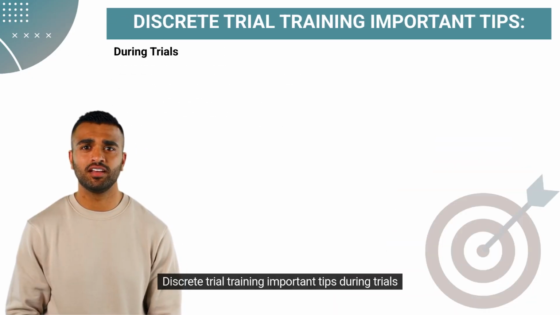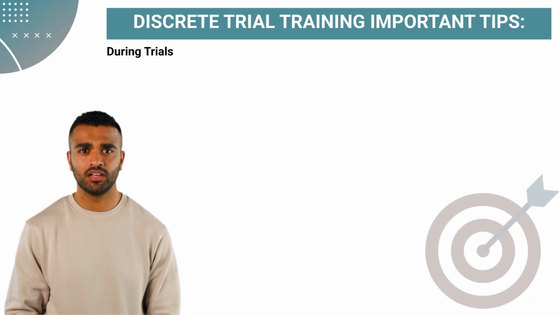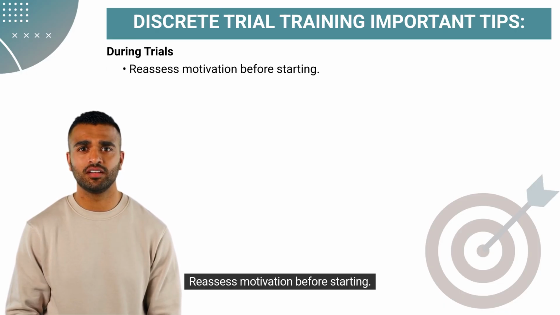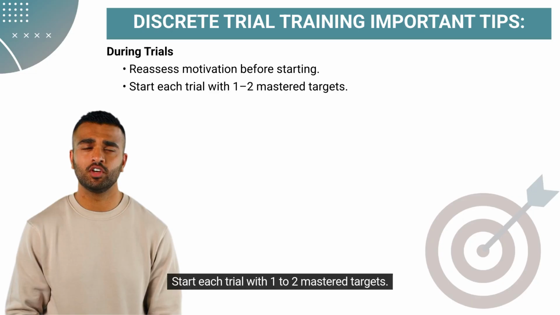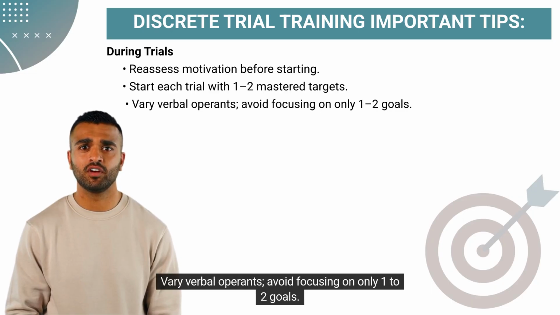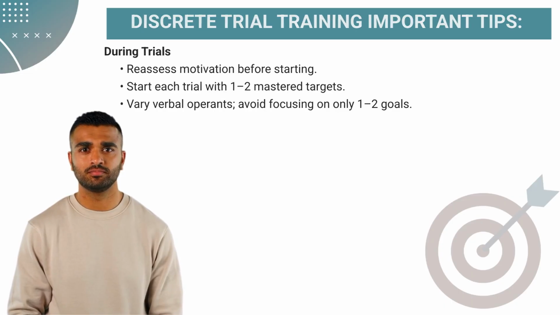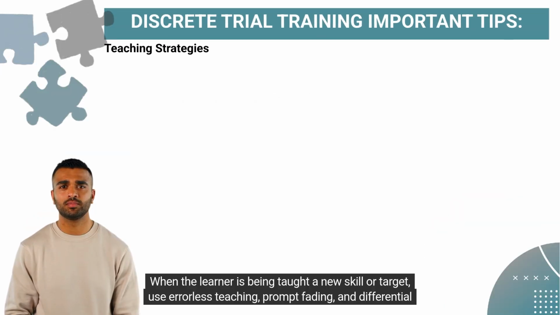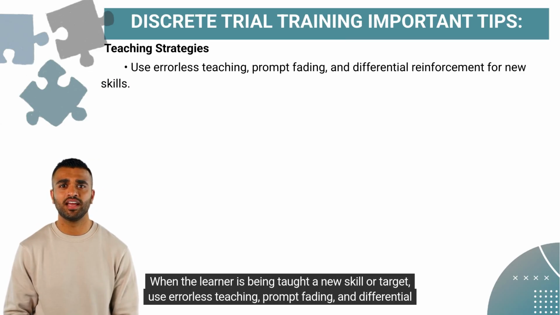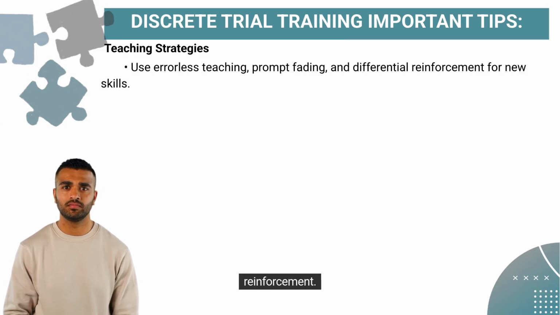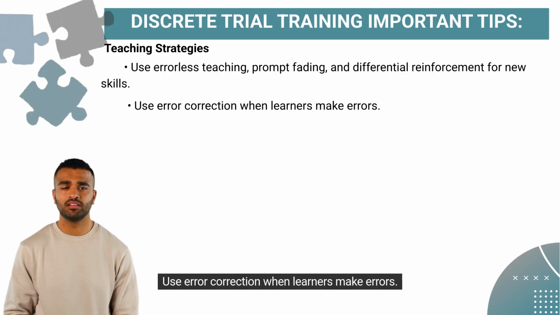Discrete trial training, important tips during trials. Reassess motivation before starting. Start each trial with 1 to 2 mastered targets. Vary verbal operants, avoid focusing on only 1 to 2 goals. When the learner is being taught a new skill or target, use errorless teaching, prompt fading, and differential reinforcement. Use error correction when learners make errors.